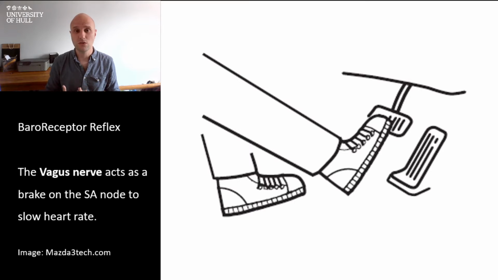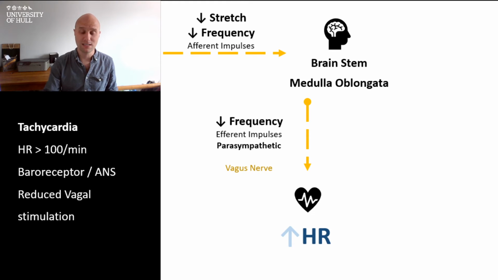And so when you've got somebody who's hypovolemic, and you have that reduction in stretch, there are fewer messages going to the brainstem, and then there's that sort of release of the brake, so there's less impulses travelling down the vagus nerve. You consequently get a rise in heart rate, and you get this tachycardia.